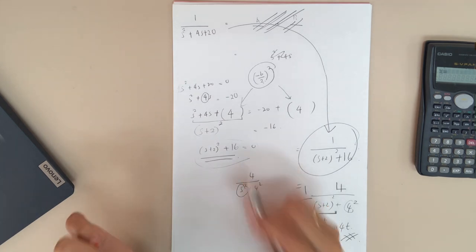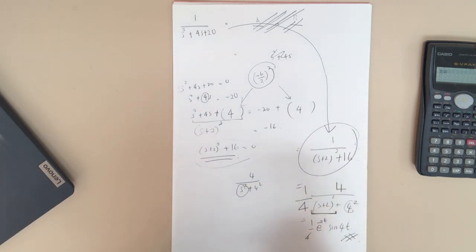So class, I just want to highlight here that there are about 4 ways. The first one is using the table directly to get the inverse. The second technique is to use the convolution theorem, the third one is partial fraction, and the last one is completing the square. You need to know.